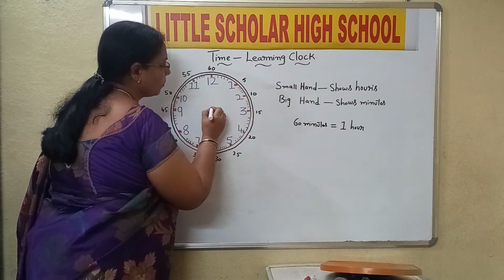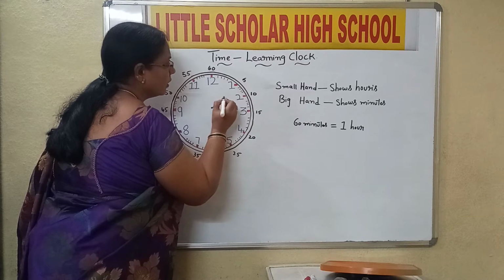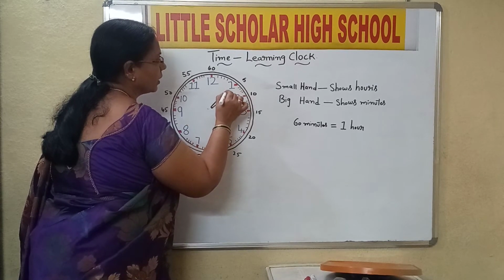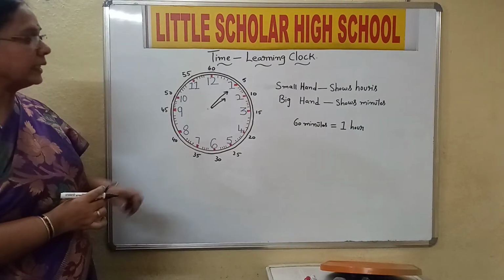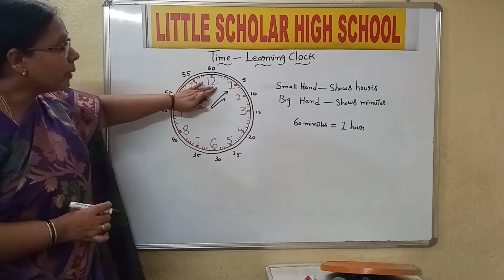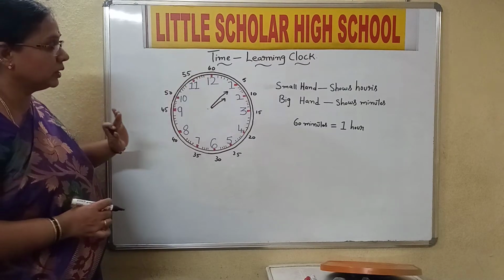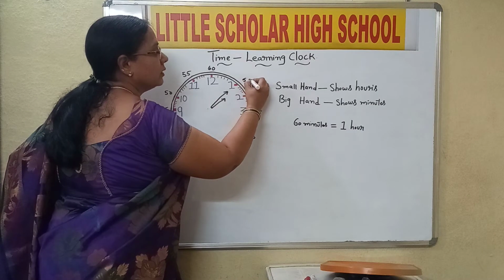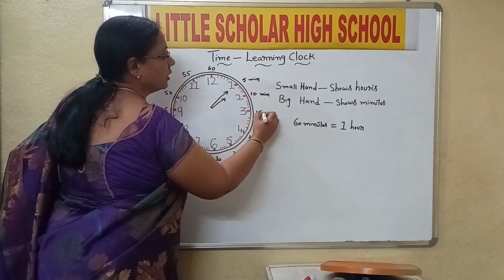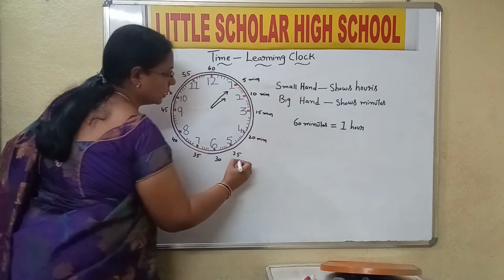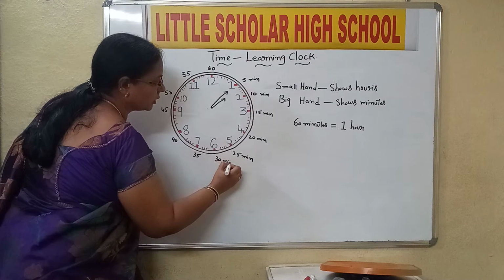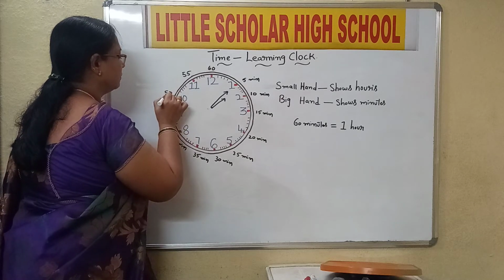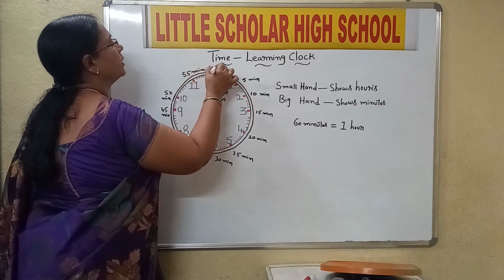Now for example, the small hand is on 1 and the big hand is on 5. Okay, children. Now, what is the time now? It is 1:05 or 5 past 1, we should say. Like this. I said 1 stands for 5 minutes. This stands for 5 minutes. This stands for 10 minutes. 15 minutes, 20 minutes, 25 minutes, 30 minutes, 35 minutes, 40 minutes, 45 minutes, 50 minutes, 55 minutes and 60 minutes.